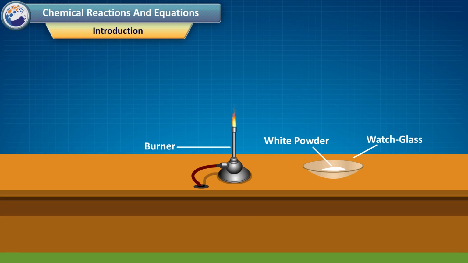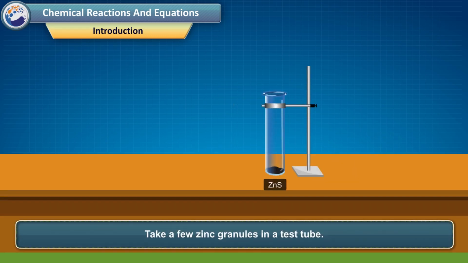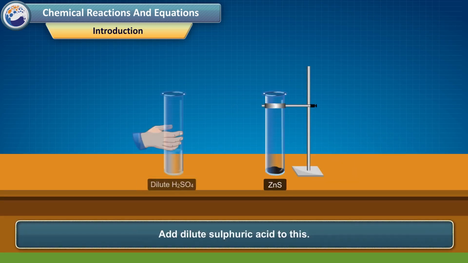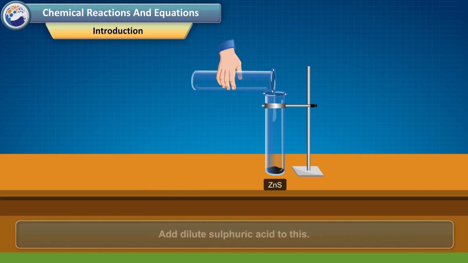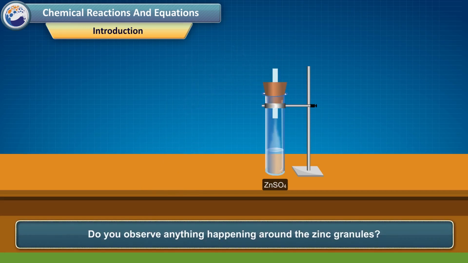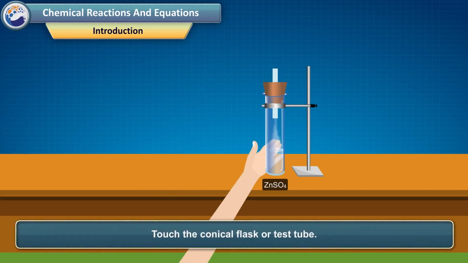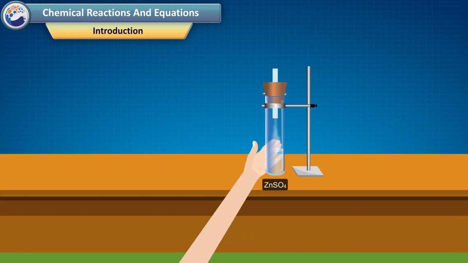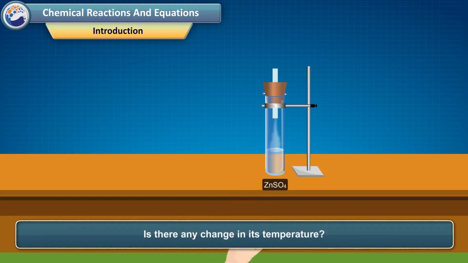Let's conduct one more activity. Take a few zinc granules in a test tube. Add dilute sulfuric acid to this. Do you observe anything happening around the zinc granules? Touch the conical flask or test tube. Is there any change in its temperature? A colorless gas is liberated. Zinc granules disappear and a colorless solution is obtained.